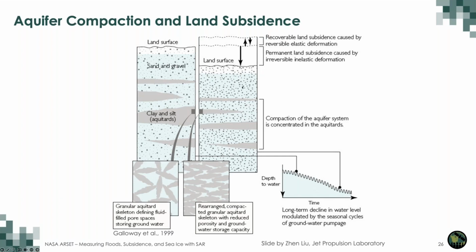In the more sandy layers, the ground surface can recover because the sand particles do not completely collapse, and the water can refill the spaces. So in most cases there's both a seasonal variation of water that causes uplift and subsidence, and there's a long-term irreversible inelastic subsidence.